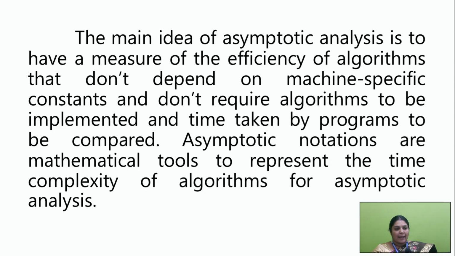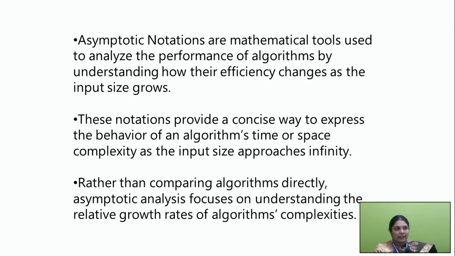Asymptotic notations are mathematical tools to represent the time complexity of algorithms for asymptotic analysis. They are mathematical tools used to analyze the performance of algorithms by understanding how their efficiency changes as the input size grows. For example, upper bound and lower bound, maximum bound and minimum bound.